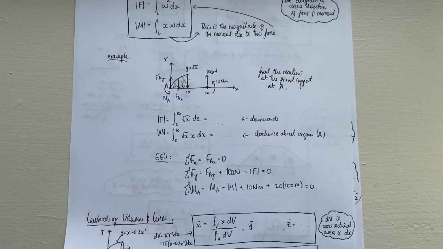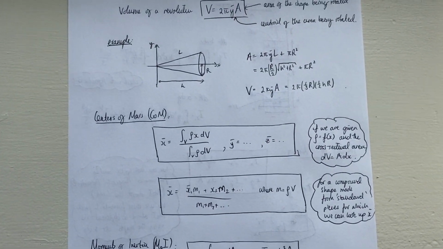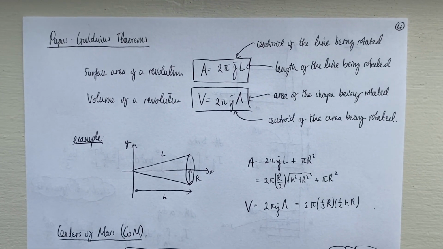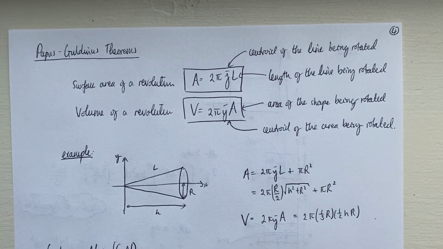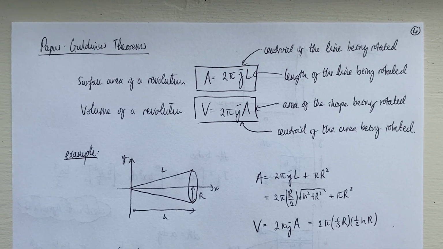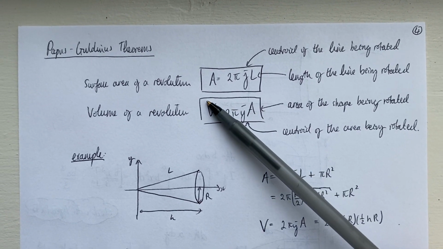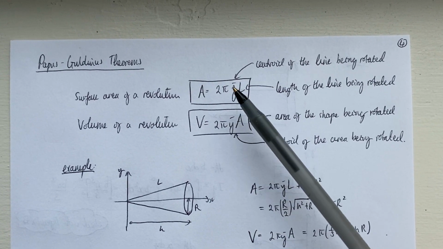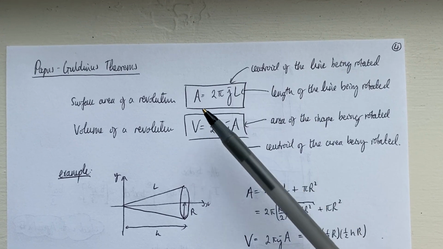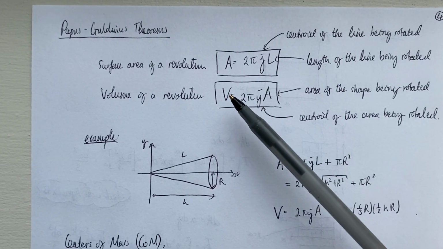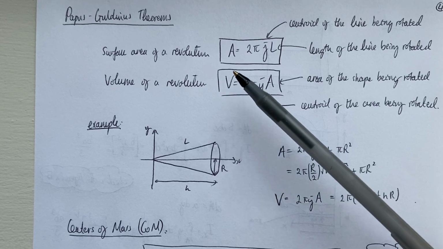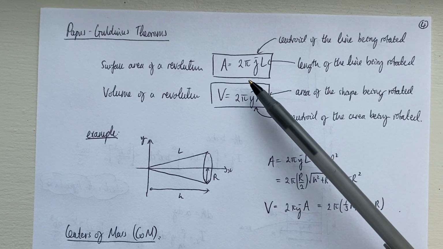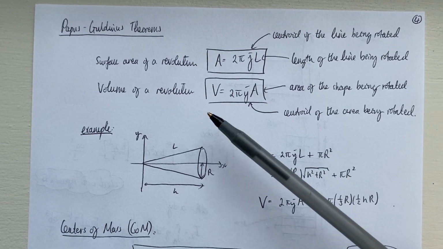So what was next? Next, we went on to look at the Pappus-Guldinus theorems. These theorems give us results to work out the surface area of a revolution and the volume of a revolution. So say that we've got some shape or some line defined in a two-dimensional space. Well, we can rotate it about the x or y axis, and then we get a shape created when we do that.